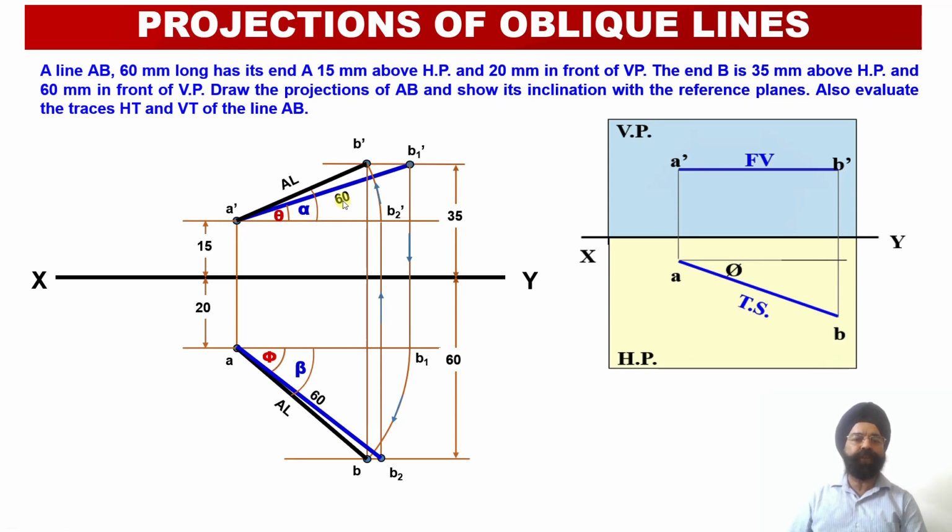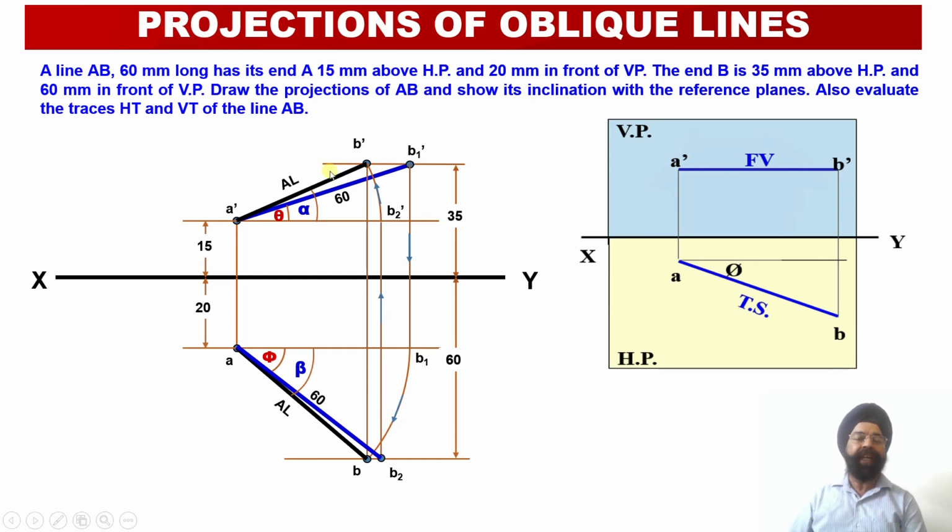Another thing we need to observe over here: the apparent angle of inclination of this line with the horizontal plane, that is angle alpha, is greater than the true angle of inclination of this line with the horizontal plane, that is angle theta. So the apparent angle alpha will be greater than theta. Similarly, apparent angle beta will be greater than phi, whereas true length will be greater than the apparent length.